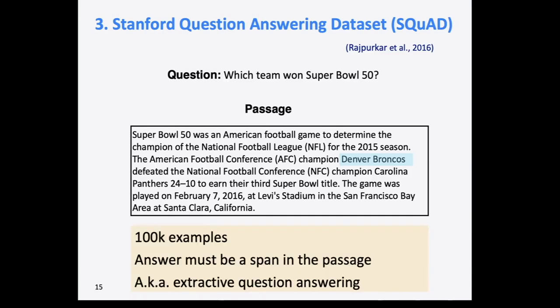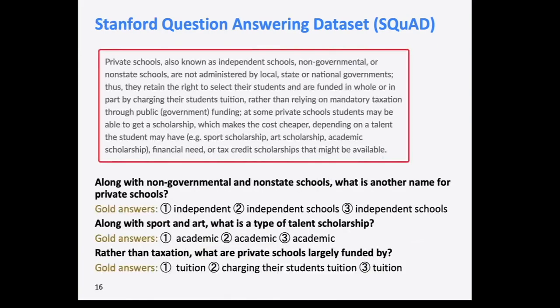Okay, but so they created in the first version about 100,000 examples. So there are a bunch of questions about each passage. It's maybe about 5 questions per passage, and there are 20,000 different bits of Wikipedia used. And this must-be-a-span form is often referred to as extractive question answering.